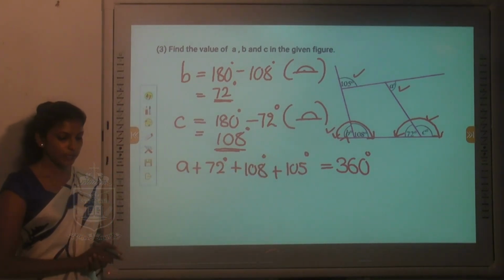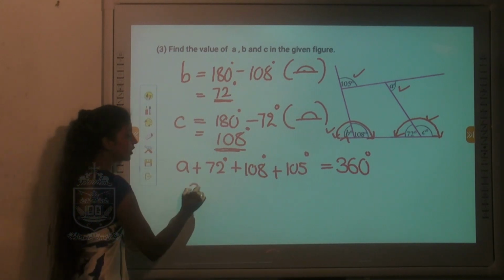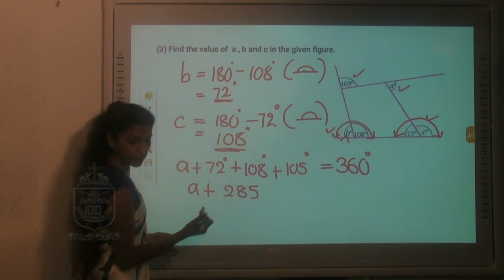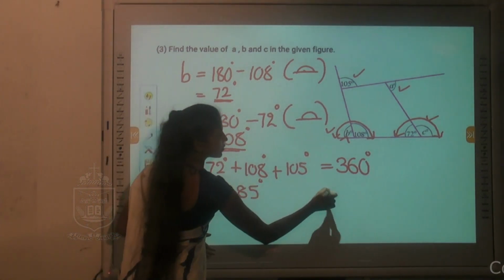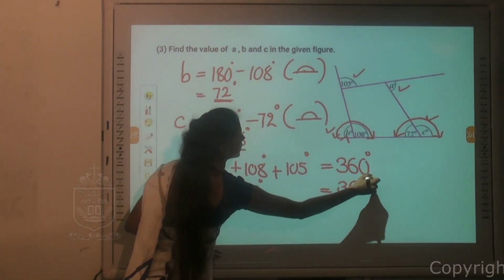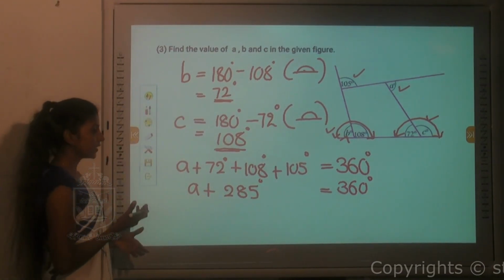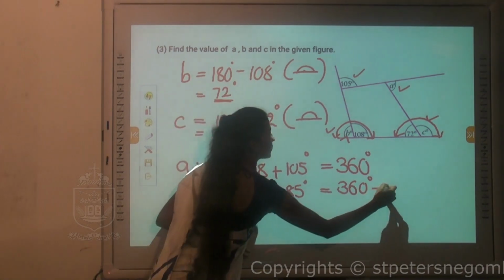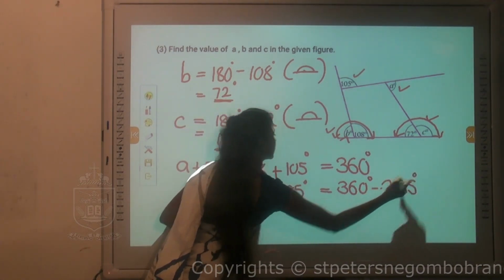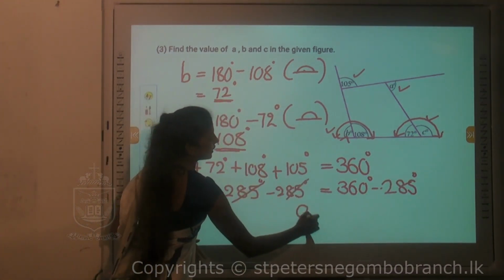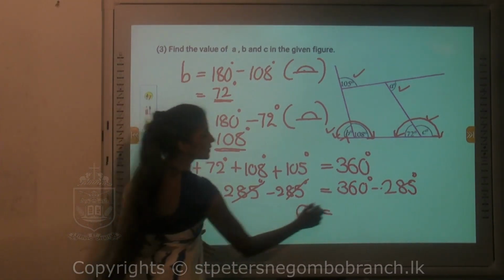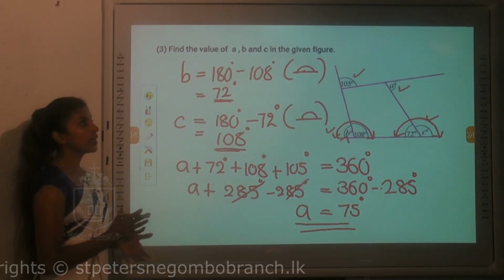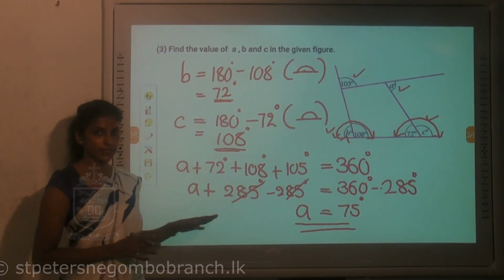So once you add all four exterior angles, you will have a value of 285 degrees. So here it is 360 degrees. Our next step is to cancel out 285. So you can subtract 285 from both sides. So this will be cancelled off and our value of A will be 75 degrees. So this is the way of calculating an unknown angle of a quadrilateral.